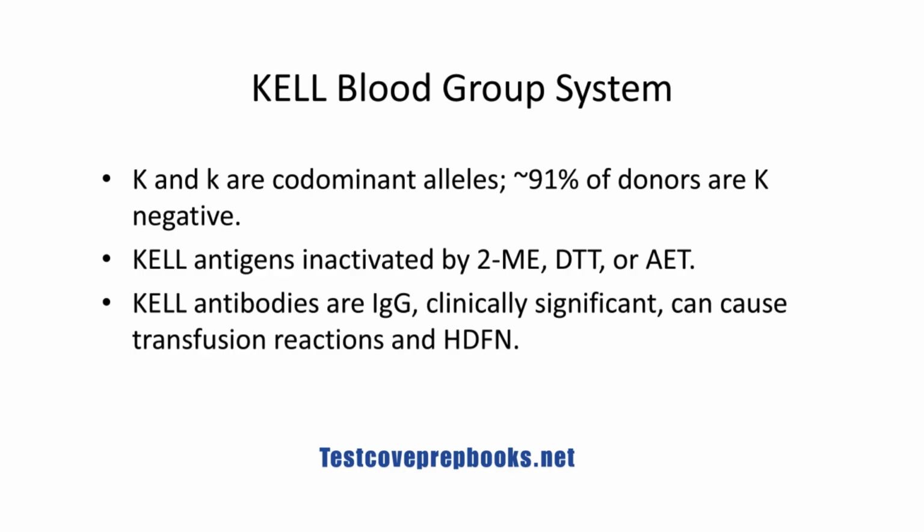The Kell blood group system. In the Kell system, K and little k are also codominant alleles. A large majority, approximately 91%, of blood donors are K negative, meaning they do not express the K antigen. The Kell antigens can be inactivated using chemical agents such as 2-mercaptoethanol, 2-ME, dithiothreitol, DTT, or 2-aminoethylisothiouronium bromide, AET. Antibodies in the Kell system are typically of the IgG class, which are clinically significant and can cause transfusion reactions or hemolytic disease of the fetus and newborn.